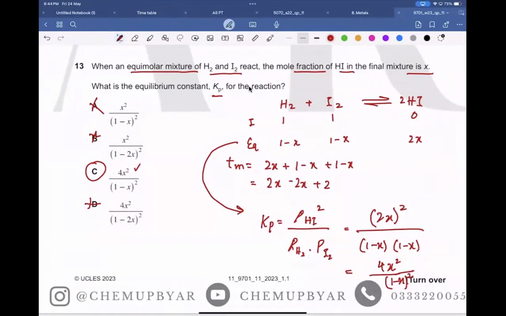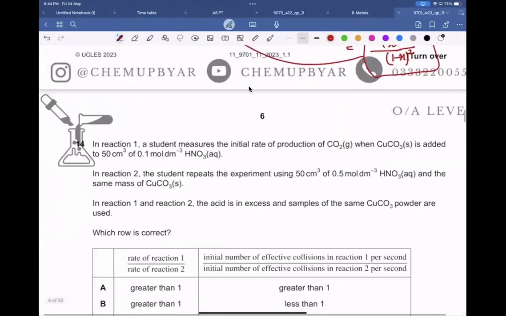Okay, so we are getting this expression which is over here. So C is the correct answer. Now, question number 14.